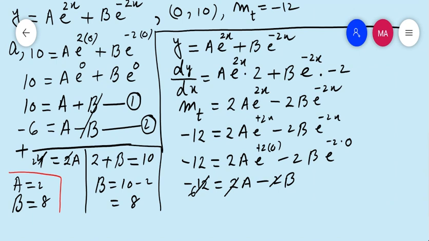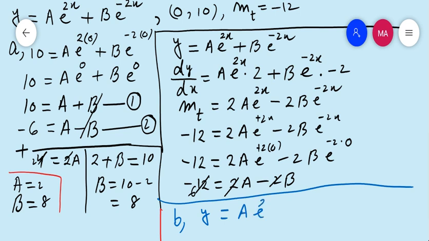First we have to write the question again. Part B. This is the part B. y is equal to, our given question is ae^(2x) + be^(-2x). Okay.